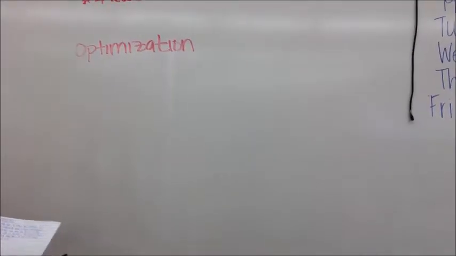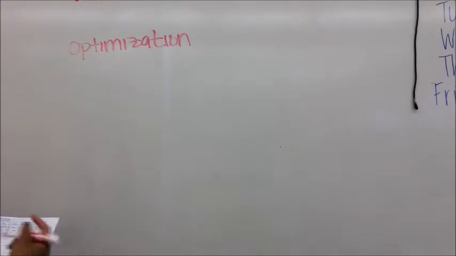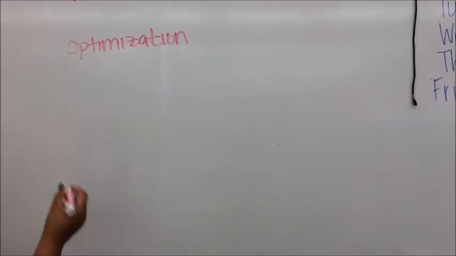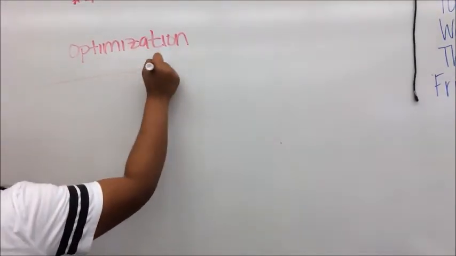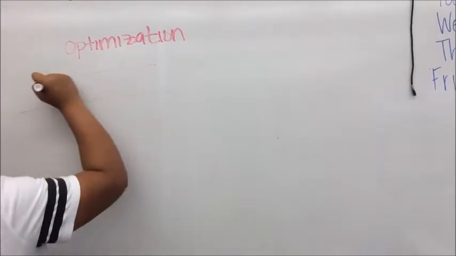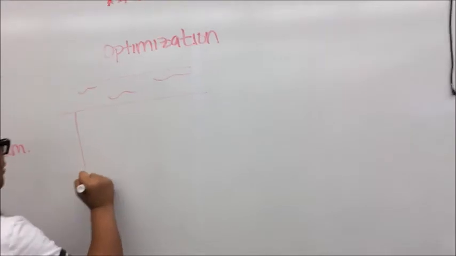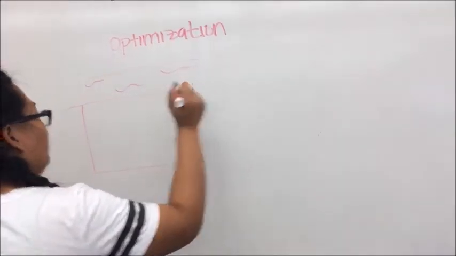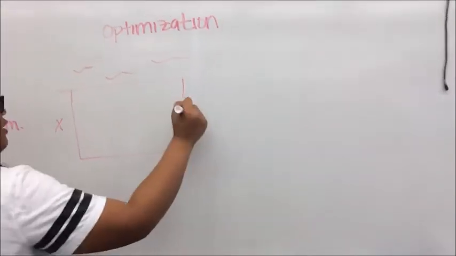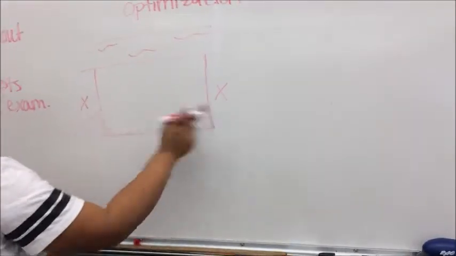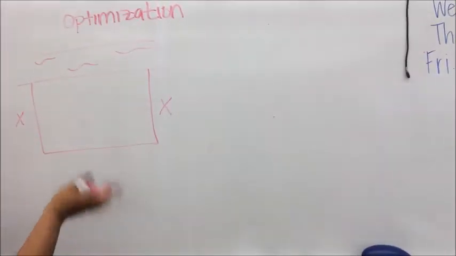Okay, so the man wants to build a fence for his cows. So there's going to be a river right here. So one side is the river, and then these are going to be the fences. Let's say this is x, and this is x, because it's rectangular, they have to be the same.